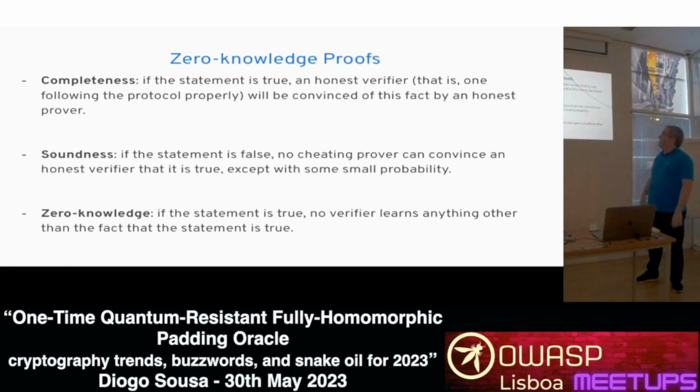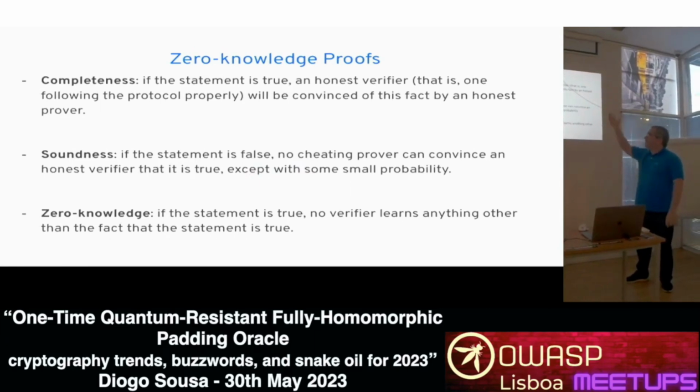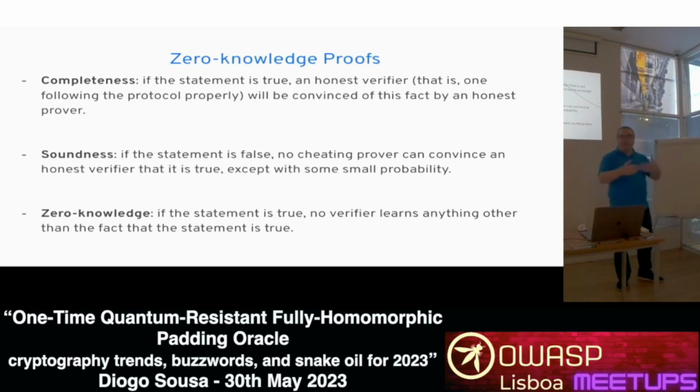So the protocols go in various ways. Completeness is basically if all participants are honest, they will be convinced of the fact of the statement by an honest prover. Zero knowledge, which is what I showed: basically, I gain no knowledge about the markers. You can only say, oh, you switched it, so I knew that they were different in some way.